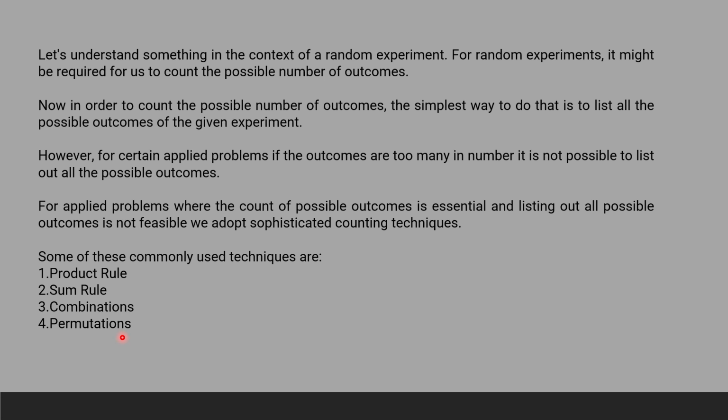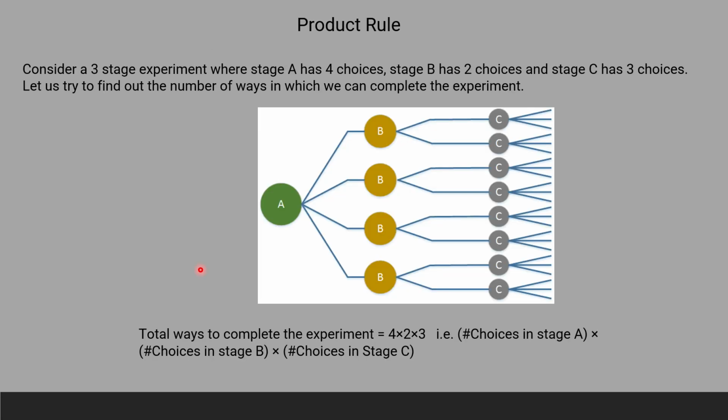Okay, so what does it say? Let us understand something in the context of a random experiment. A random experiment is one in which the outcome cannot be predicted. For random experiments it might be required for us to count the possible number of outcomes, and in such scenarios we'll be using these rules. So you can read this out. We'll move ahead and start with the product rule.